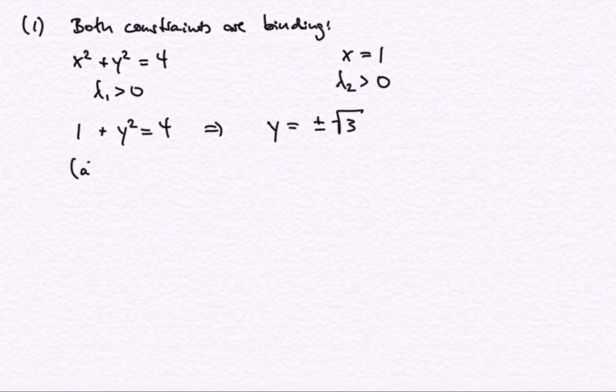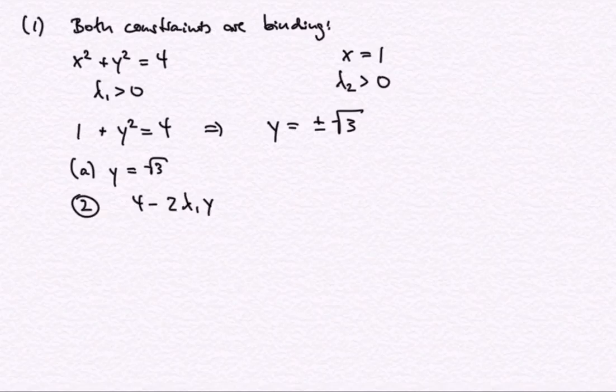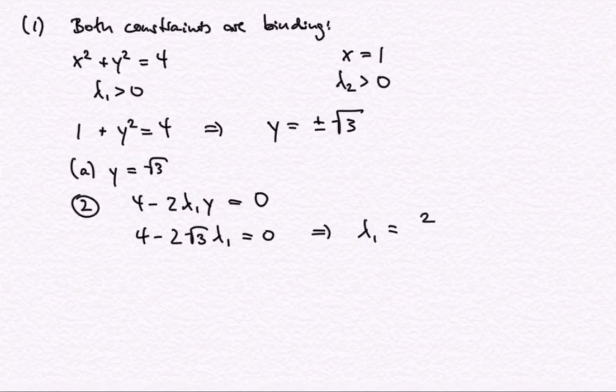Let's begin with the case where y is equal to the positive square root of 3. Then I look at condition number 2, which is 4 minus 2 lambda 1 y equal to 0. And now I have y equal to square root of 3, so I get 4 minus 2 times square root of 3 lambda 1 equal to 0, and from that I get a value for lambda 1, namely 2 over square root of 3, which is a positive number, so that's certainly good.